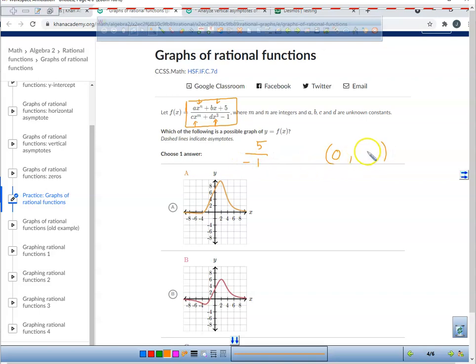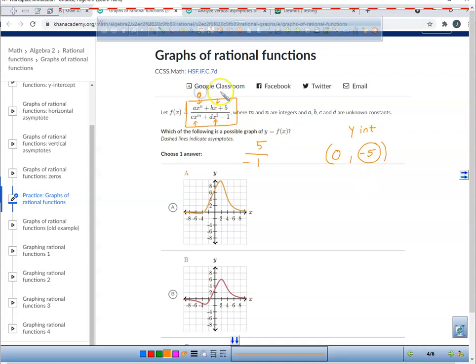Which means you have a y-intercept at a negative 5. If you plug in 0 anywhere into a function, it gives you the y-intercept every single time. So what am I looking for? I'm looking for a function that has a y-intercept at negative 5.